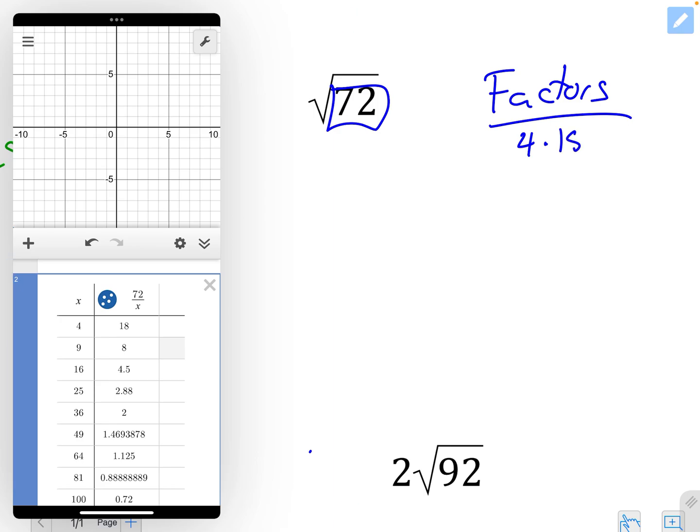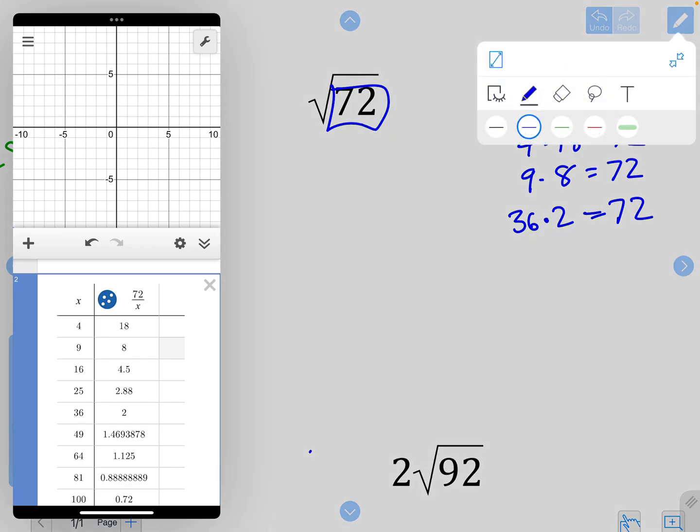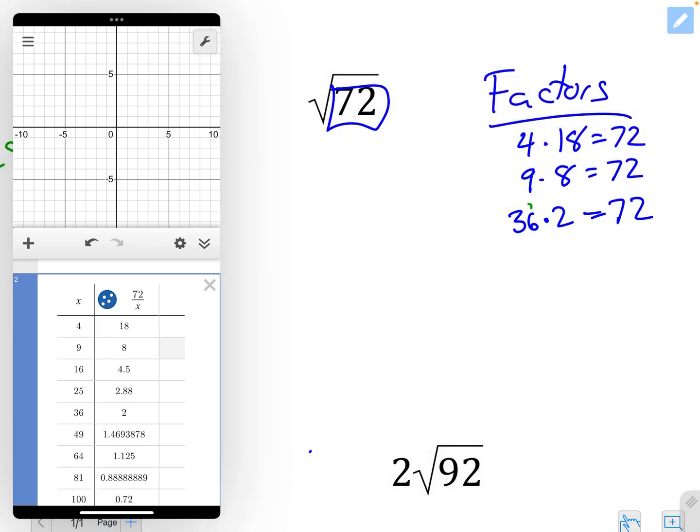So 4 times 18 equals 72. 9 times 8 equals 72. 16 is not an answer. 25 is not going to work. Ooh, 36 is great. And because 36 times 2 equals 72, I can stop there. So 36 is my biggest perfect square.